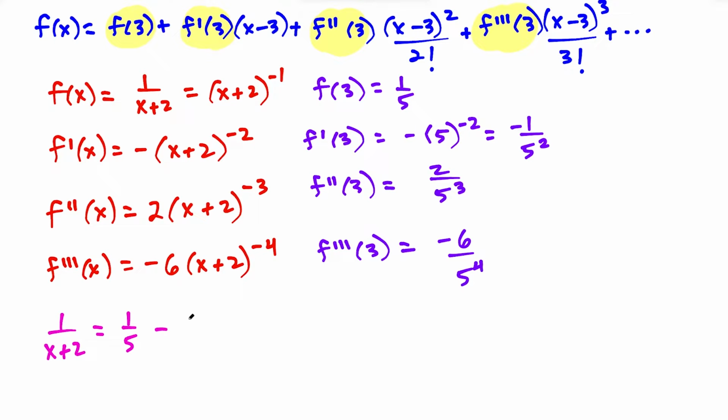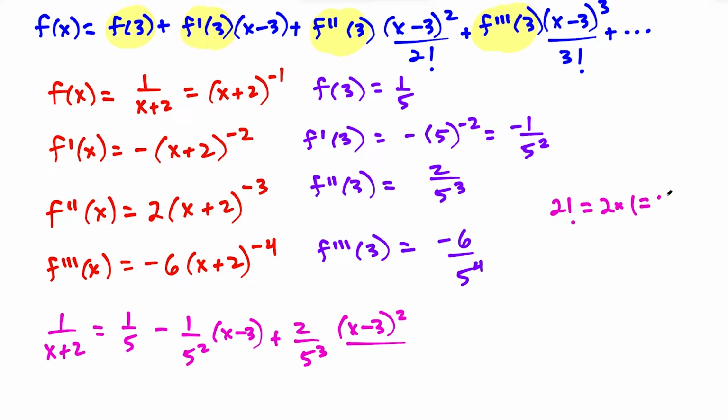So I'm going to have minus 1 over 5 squared, and then we're multiplying by x minus 3. And then for f double prime of 3, we're going to have plus 2 over 5 to the third, and this is being multiplied now by x minus 3 to the second over 2 factorial. But just know that 2 factorial is equal to 2 times 1, and that's equal to 2. So I'm just going to replace this denominator with a 2.